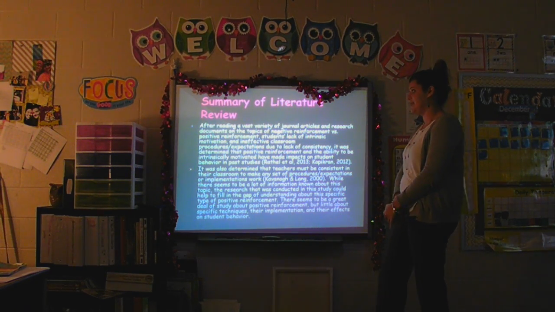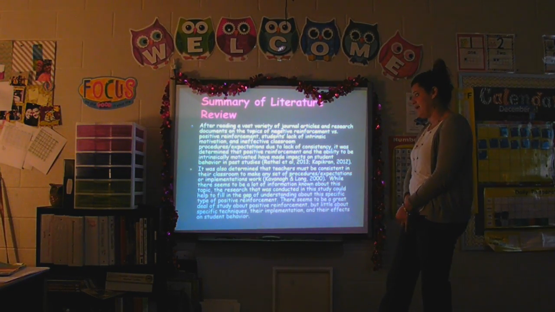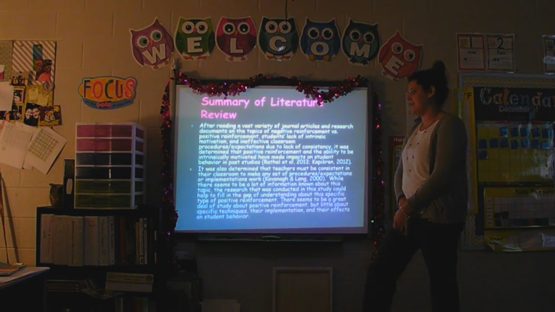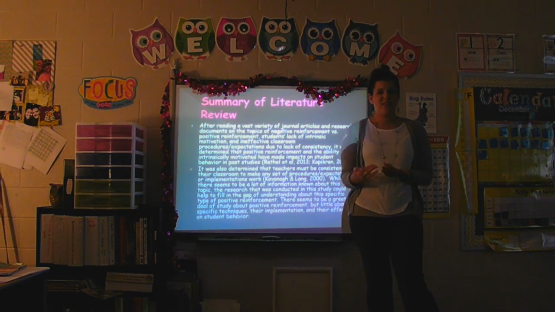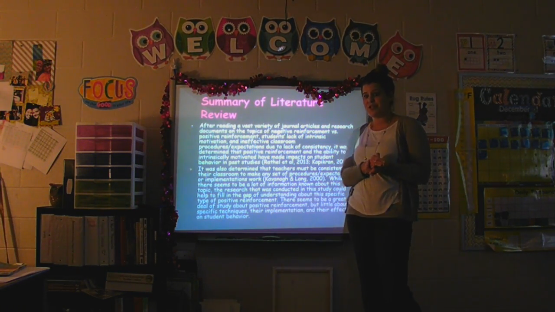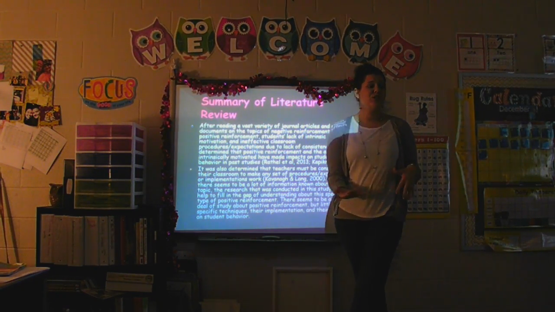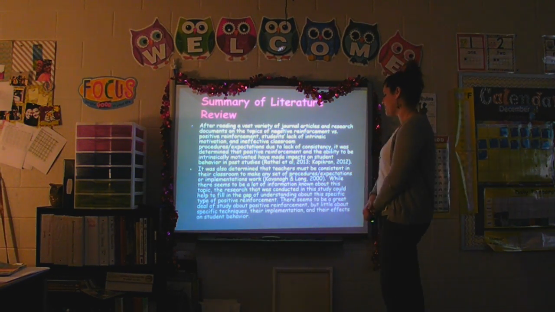It was determined through this literature review that positive reinforcements and the ability to be intrinsically motivated had made impacts on student behaviors in past studies. It was also determined that teachers must be consistent in their classroom to make any set of procedures or expectations work. We always talk about that at the beginning of every school year, how we really have got to practice our procedures. We've really got to make sure that our kids know what to do at all times. So that's why Mr. Compton usually has us spend the first 2 weeks of school really going over procedures, making sure that our kids know what to do.